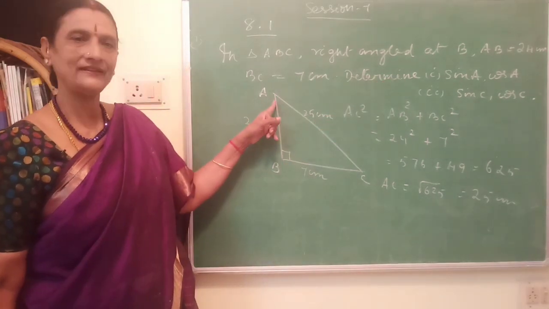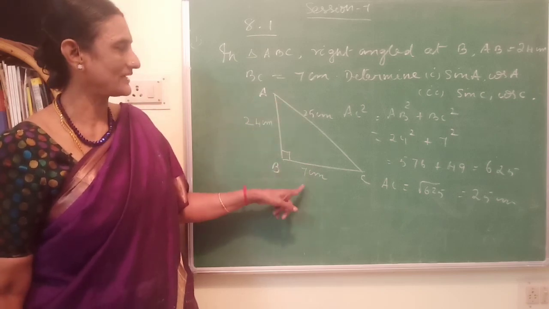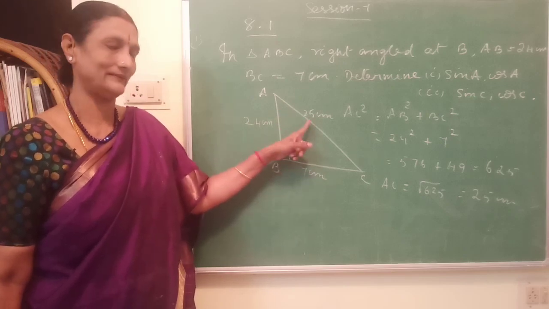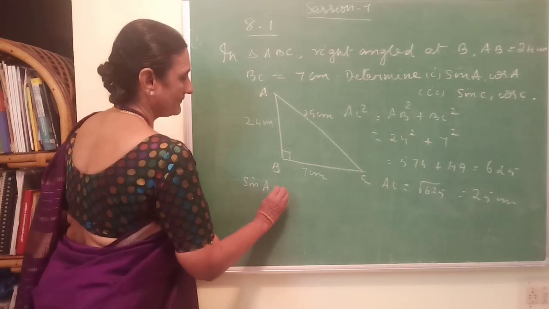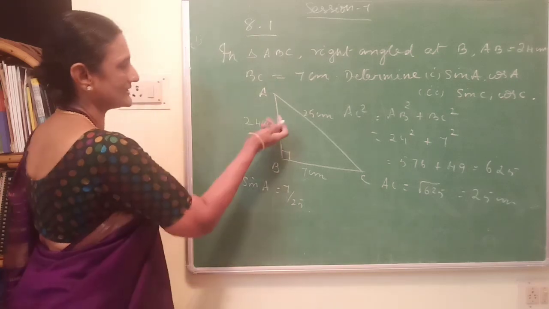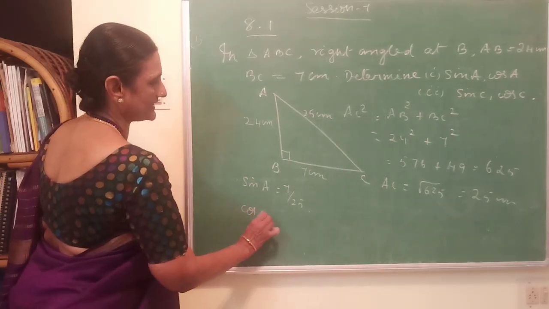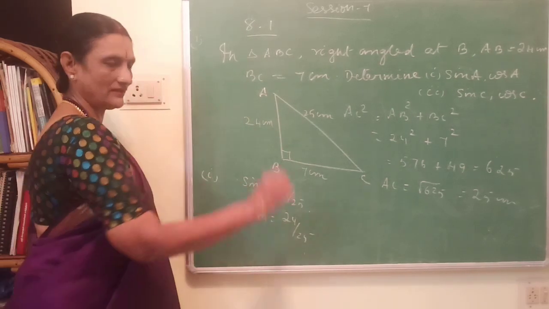Sin A, A's position is the vertical angle. So, opposite by hypotenuse. What is the opposite for A? 7. What is the hypotenuse? 25. Therefore, sin A is given to be 7 by 25. And then cos A. Cos A is adjacent by hypotenuse. So, cos A is given to be 24 by 25. So, this is subdivision 1.